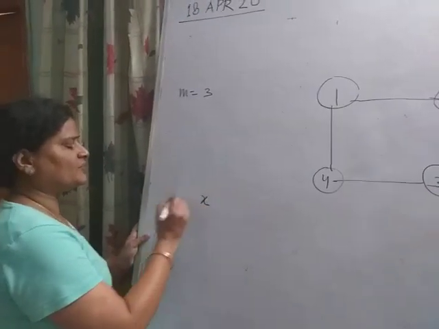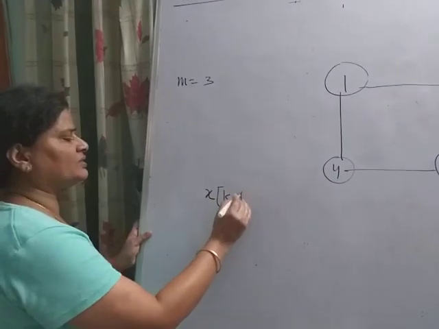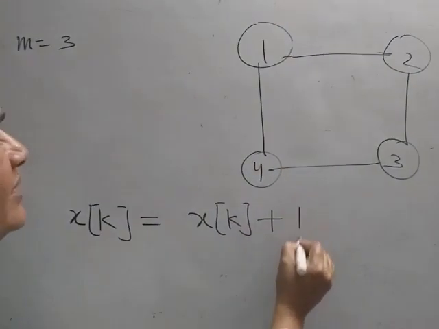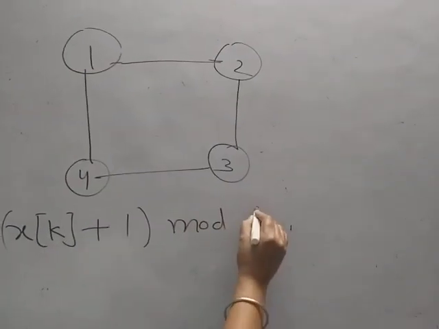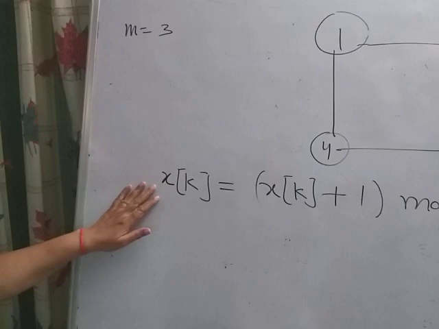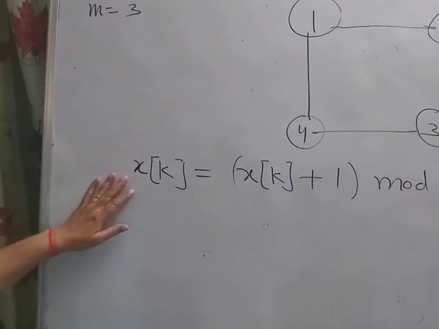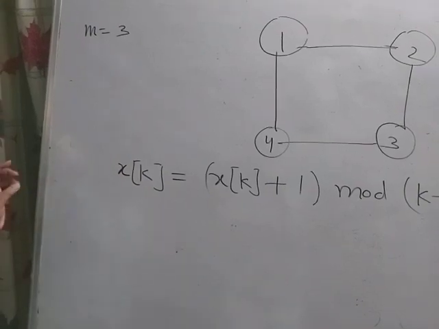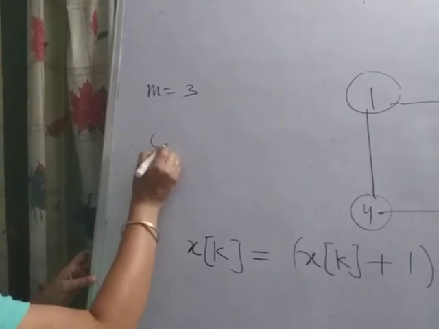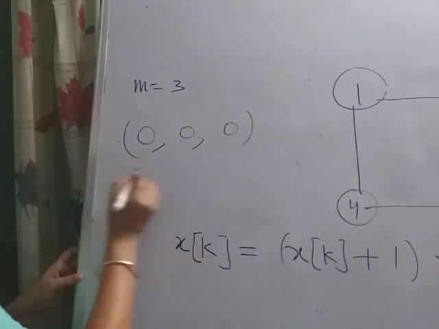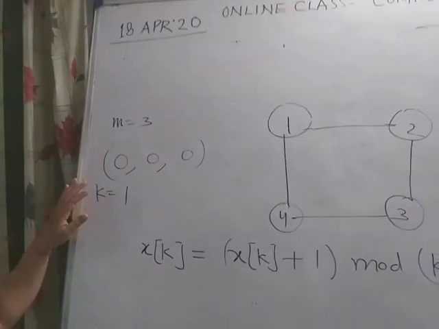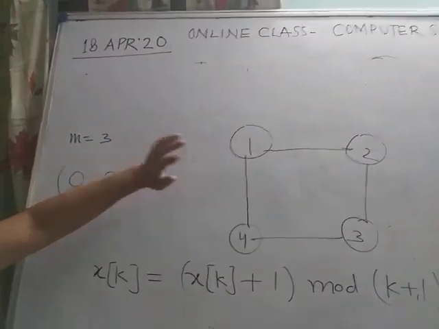Suppose x_k, we use this modular formula that works in a rotation way: x_k = (x_k + 1) mod (m + 1). I will use this expression to generate the next highest numbered color. Suppose initially we initialize all the elements of the solution vector as 0 0 0, and k is 1, as we start with the first vertex. First we color the vertex number 1.